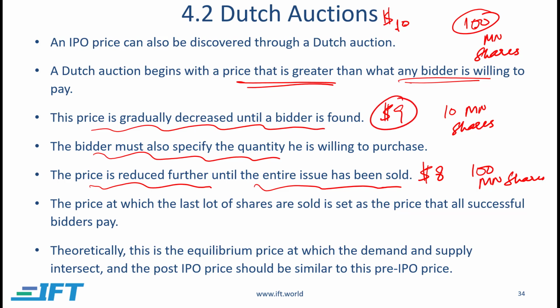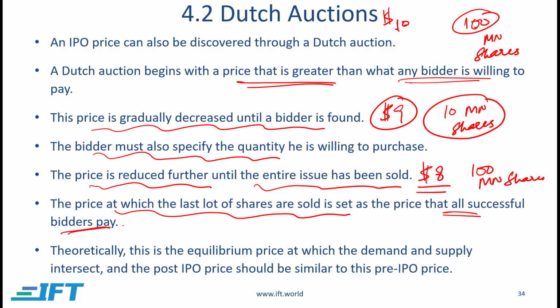Now this person who put in an order to buy 10 million shares at 9 will also get the price of 8. So the price at which the whole lot is sold is the price that all bidders will pay. So the Dutch auction favors the buyers in a way that even if you put a higher price initially, but the eventual price at which the whole issue is clearing is lower, you will not have to pay 9, you will end up paying 8.